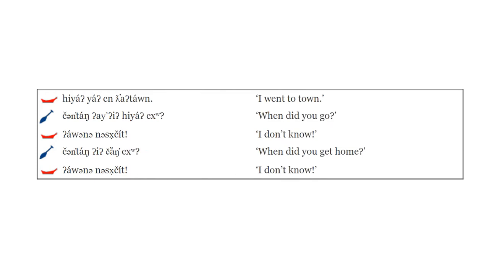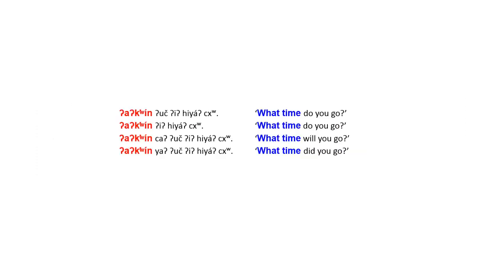For the third part in this lesson, asking about time of day. In Klallam, there are two words that we can translate as when. They differ in what time period the question is about. The first, chintang, is used to ask when, about seasons, months, and days in the past or future. The second one, akuin, is used to ask about the time of day.